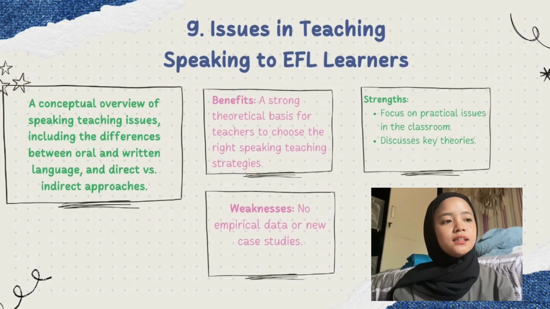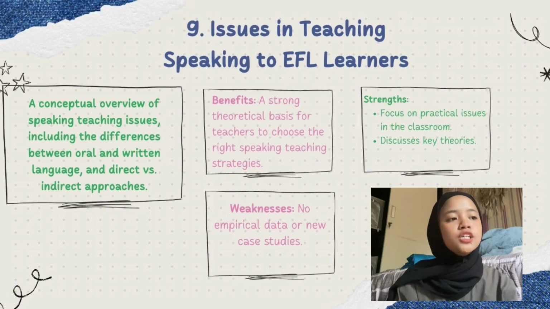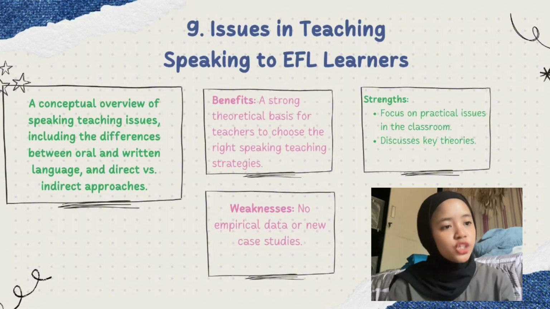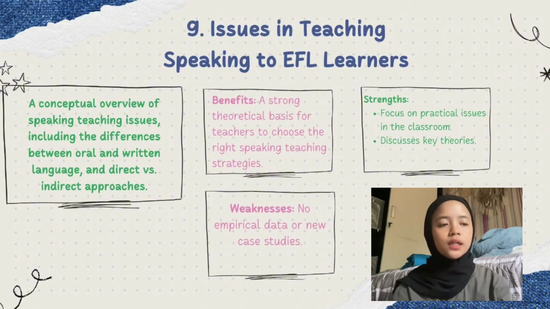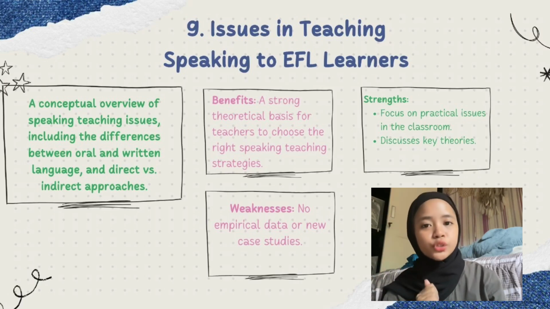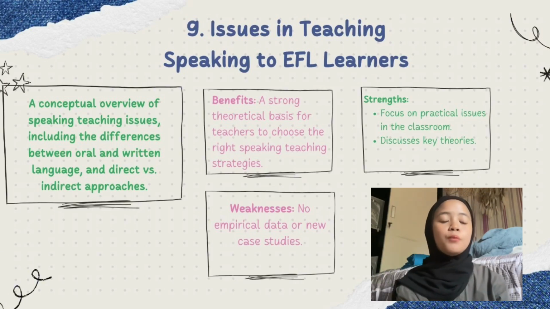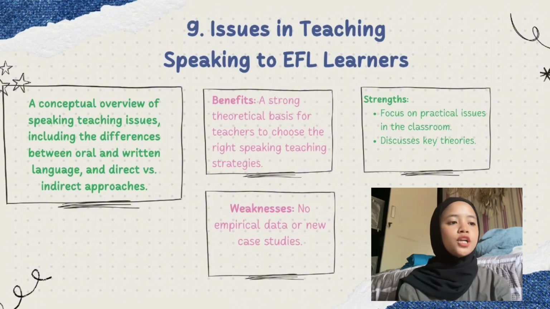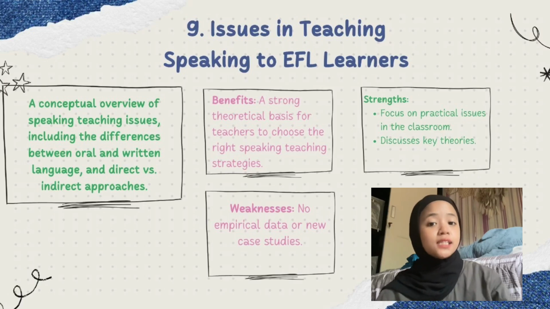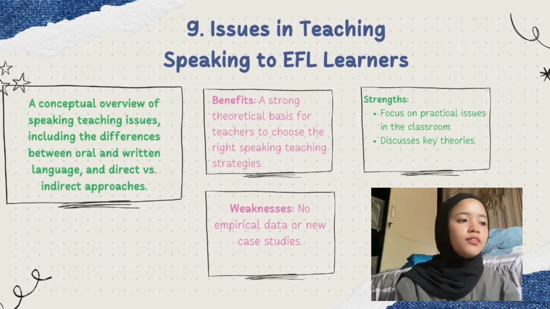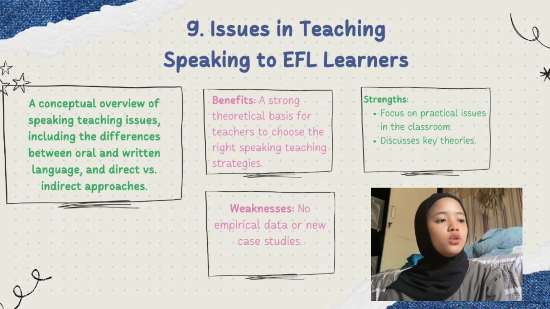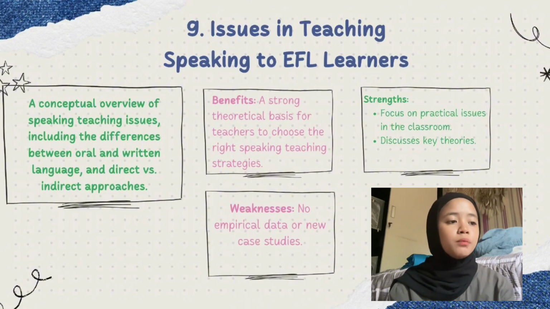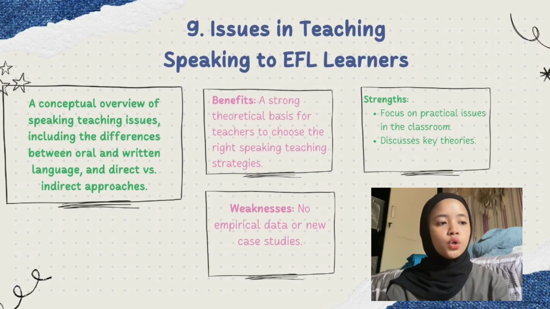Okay, next, the ninth article is Issue in Teaching Speaking to EFL Learners. It's a conceptual overview of speaking teaching issues, including the difference between oral and written language, and also direct versus indirect approaches. The benefit from this article is a strong theoretical basis for teachers to choose the right speaking teaching strategies. And the strengths are its focus on practical issues in the classroom and its discussion of key theories. However, there is the weakness. The weakness is no empirical data and also no new case study.